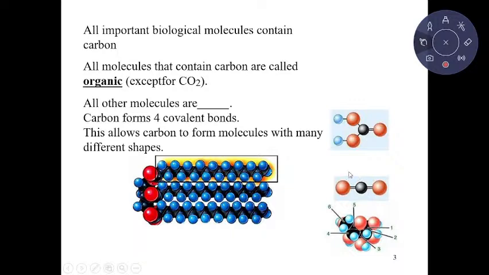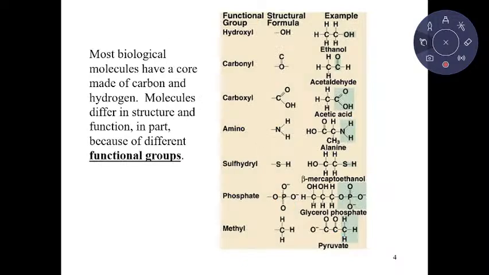Okay, see, it is packed like this. Next, most biological molecules have a core made up of carbon and hydrogen. These are the biological molecules involved in our body or living system. Carbon and hydrogen make a core and have an important role. Mainly carbon and hydrogen are involved.